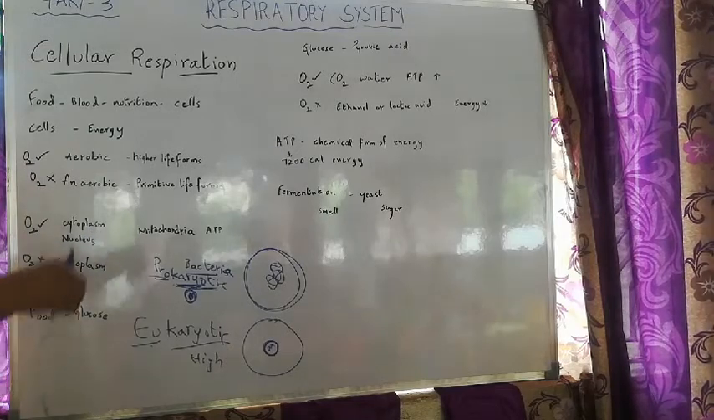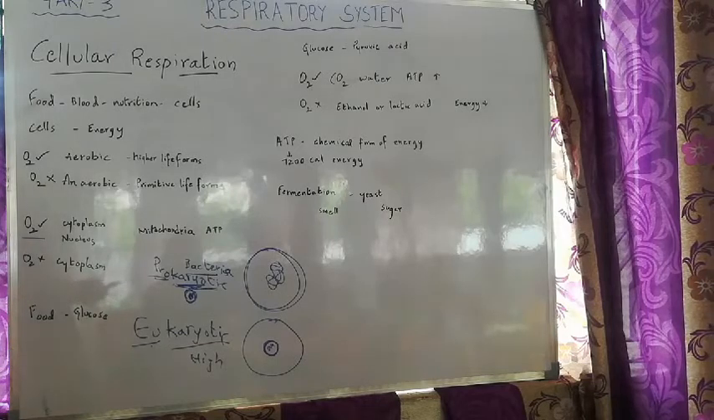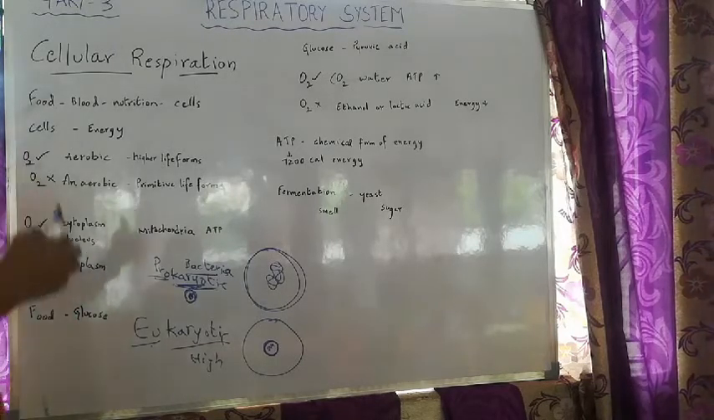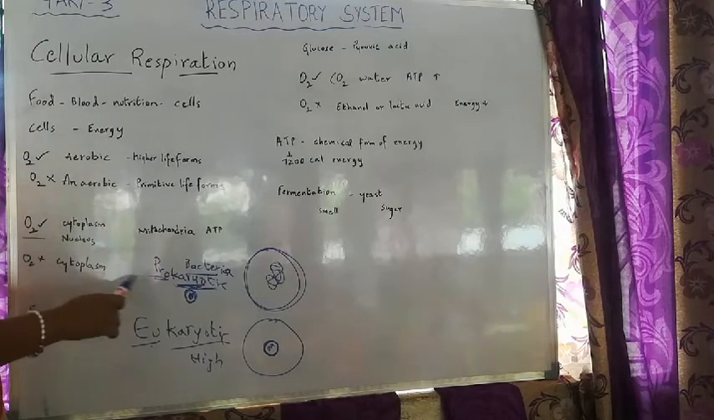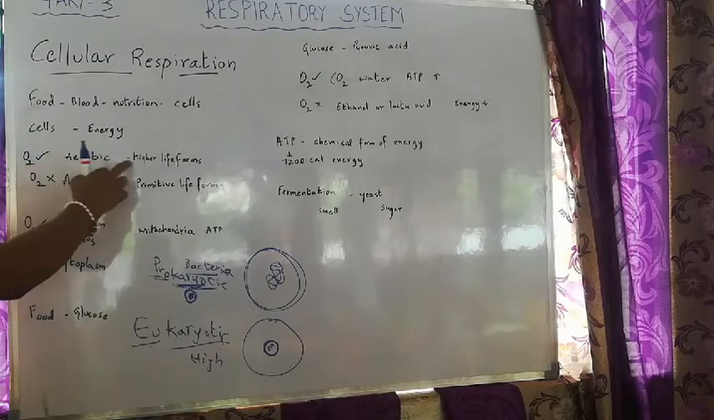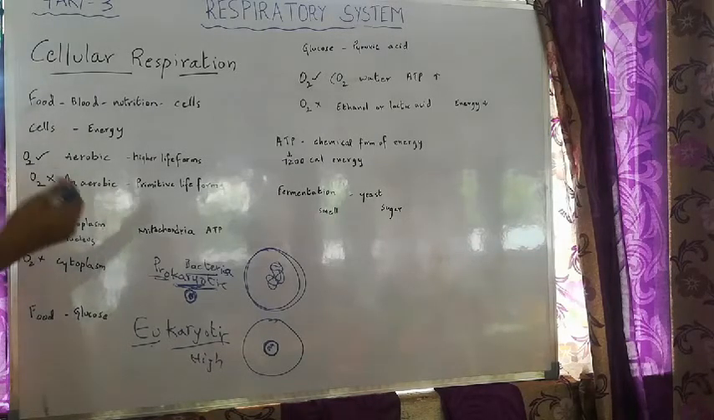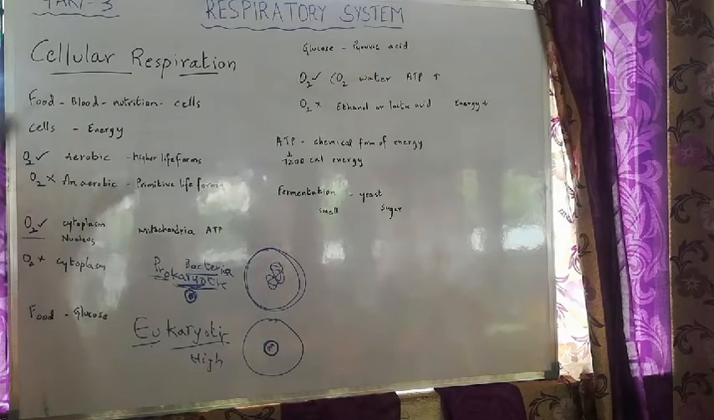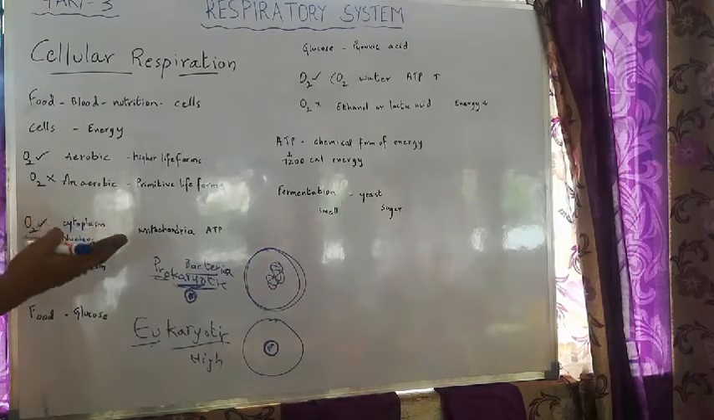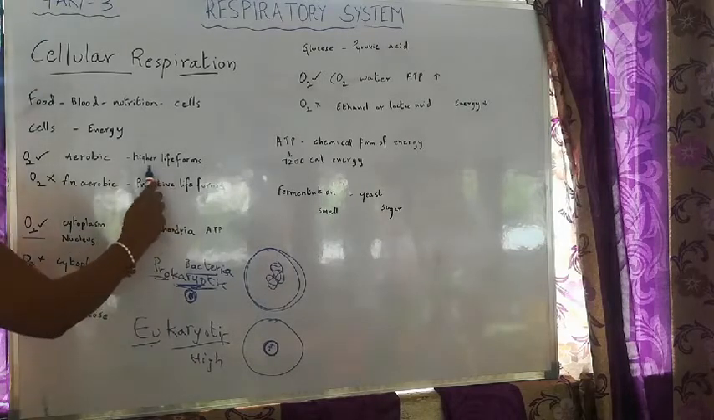Now, see, in the presence of oxygen, where is cellular respiration happening? Where is our aerobic respiration happening? Cytoplasm as well as nucleus. Now, generally aerobic respiration happens in higher life forms only, because they can breathe oxygen. Animals can take in oxygen, plants also can take in oxygen, right? So, oxygen is available, and that is why aerobic respiration is happening in higher life forms.